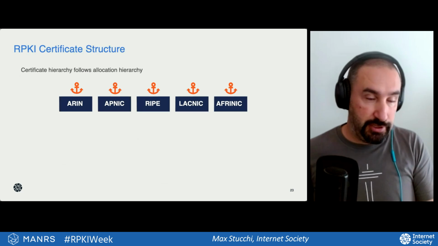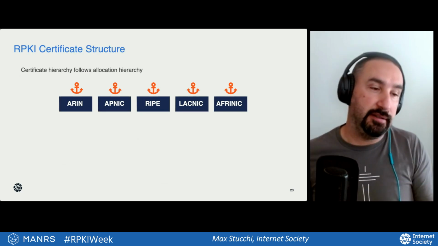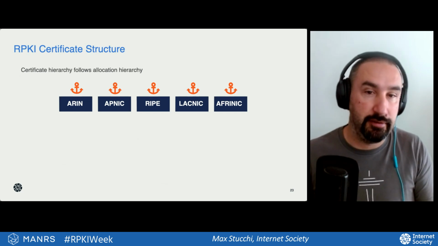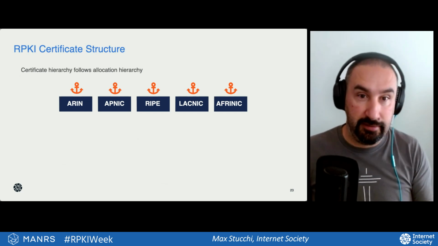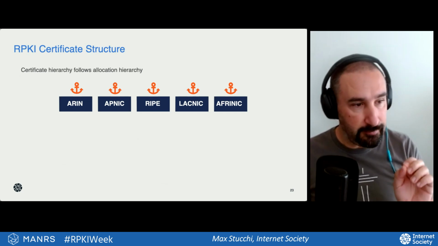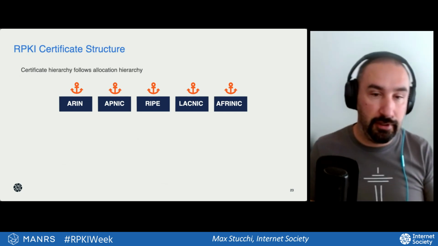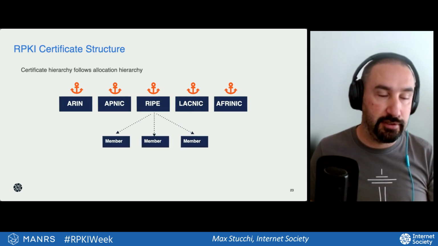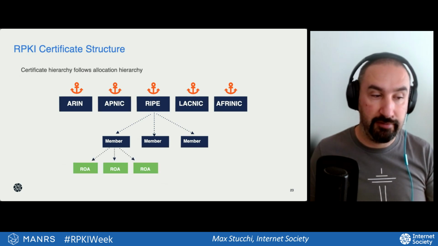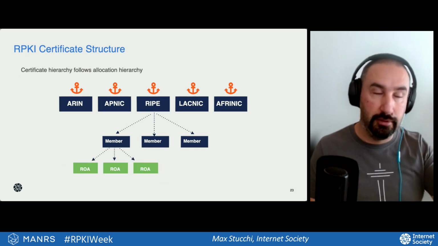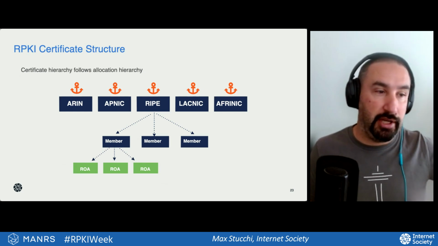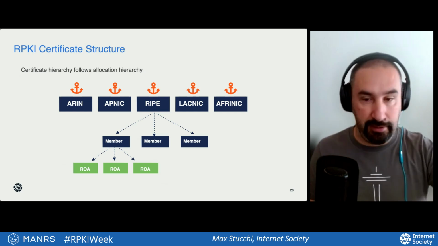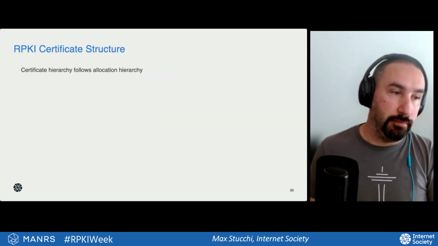So I mentioned it already earlier, that the hierarchy of the certificate follows the allocation hierarchy. So differently from the IRRs, and this is an important distinction, RPKI follows the allocation, follows the regional registries. So, for example, in RIPE, you have members, and then every member has the ROAs. This is how you transpose the chain of trust that I was showing you a moment ago into this. You have ROAs, you have members, you have RIPE. Step back.